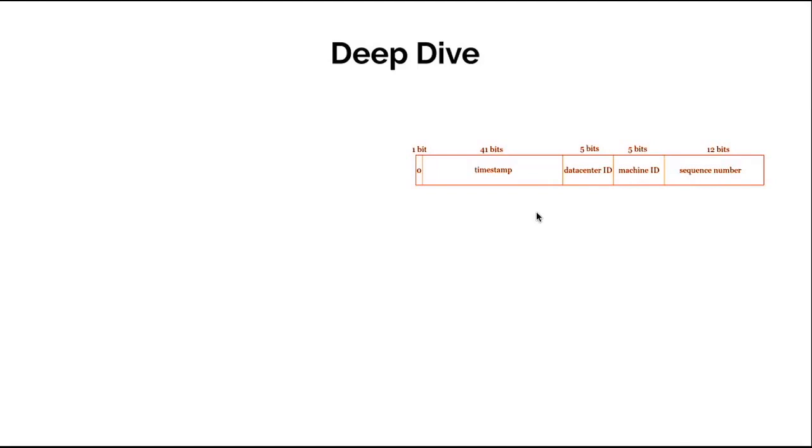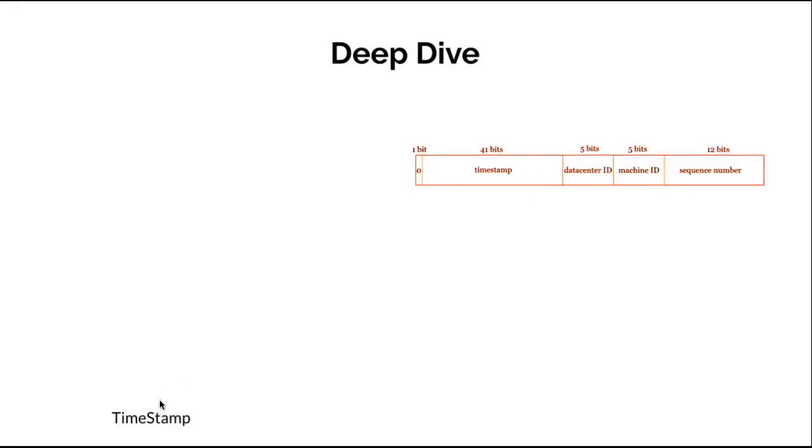So the data center IDs and machine IDs are chosen at startup time and generally fixed once the system is up and running. Any changes in the data center IDs and the machine IDs require careful review, since an accidental change in those values can lead to ID conflicts. Timestamp and sequence numbers are generated when the ID generator is running.